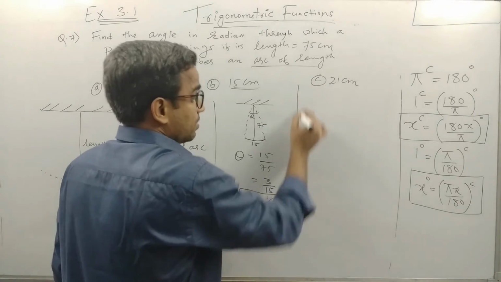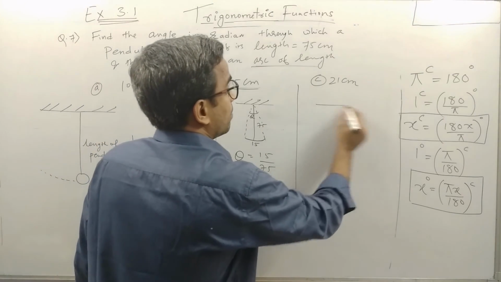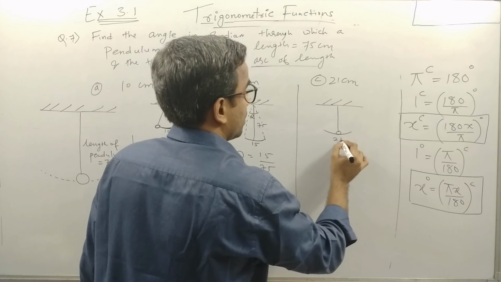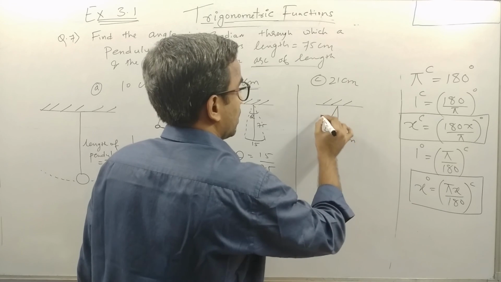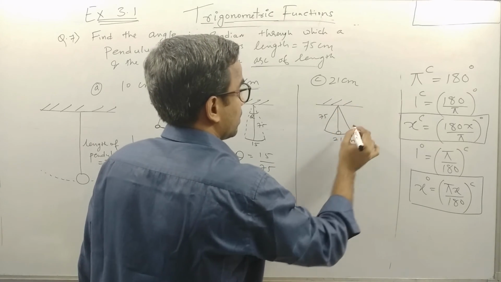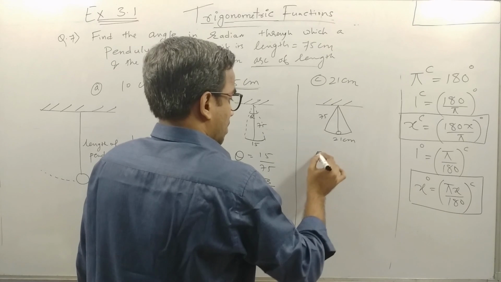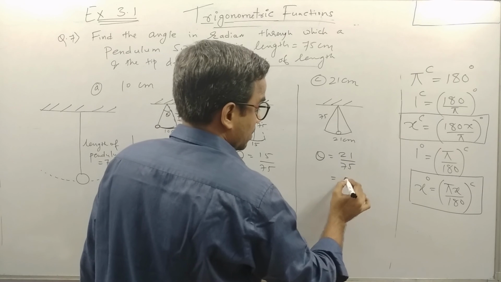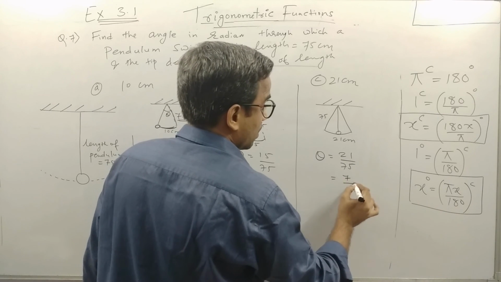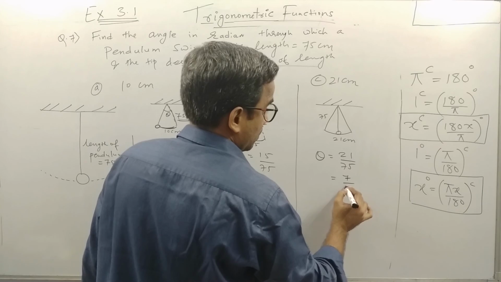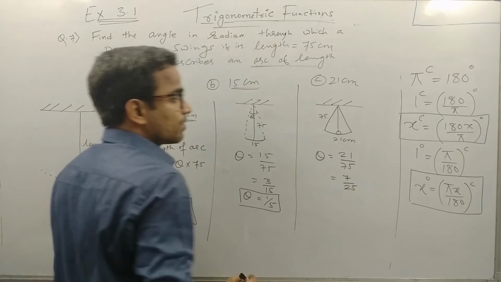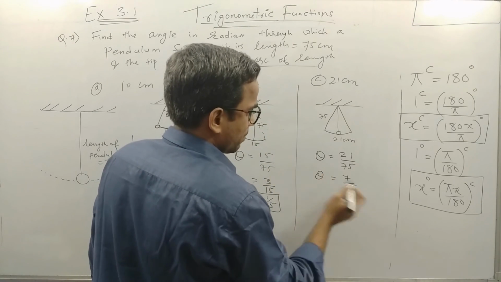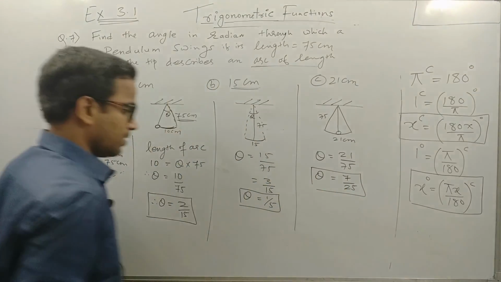Next, if the arc length is 21 centimeter, the pendulum now has an arc length of 21 centimeter, and obviously the length of the pendulum is 75 only. So theta becomes 21 upon 75. So this is 3 7s are 21, 3 25s are 75. So in the table of 3 we get theta to be 7 by 25. It doesn't get simplified further.